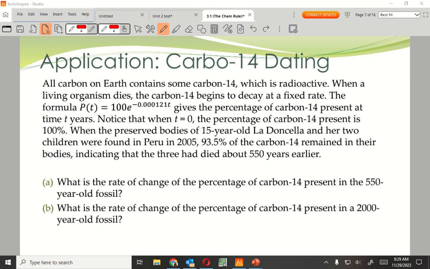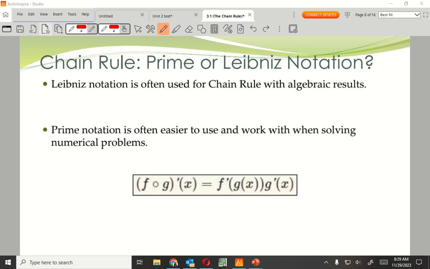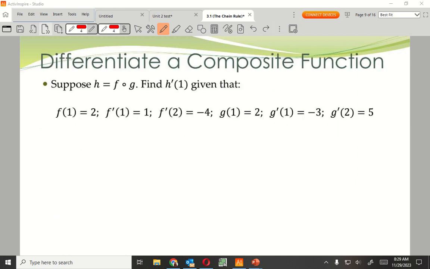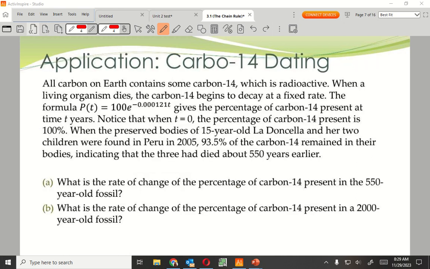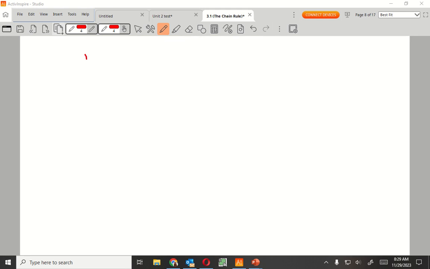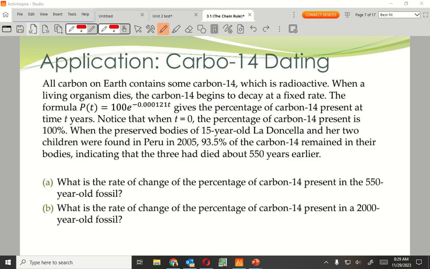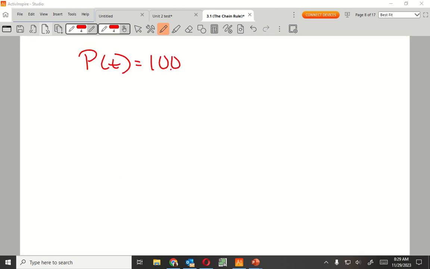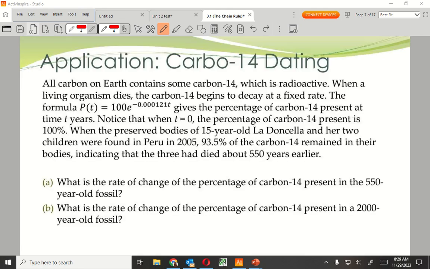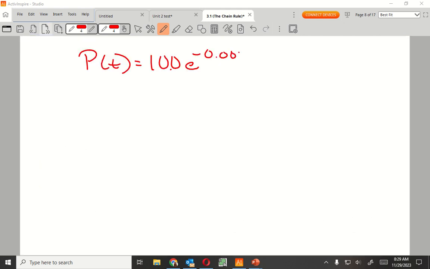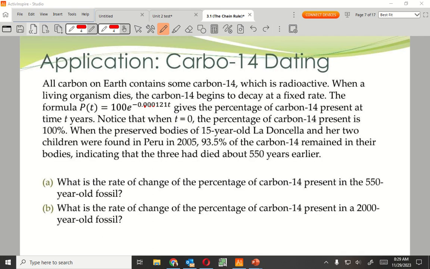So I have my equation. Okay, my equation was P of t equals 100e to the negative 0.000 something. How many zeros are there? 1, 2, 3 zeros.